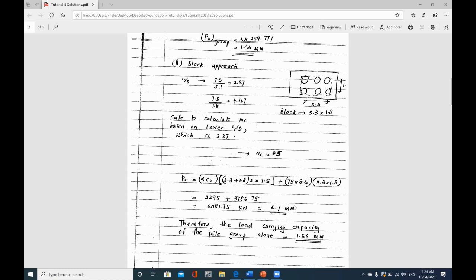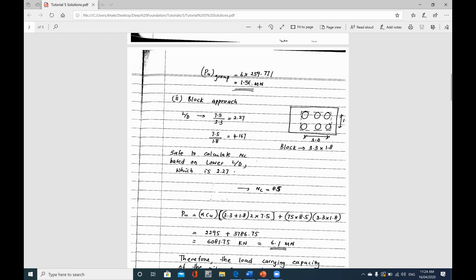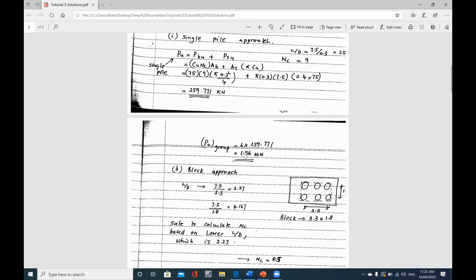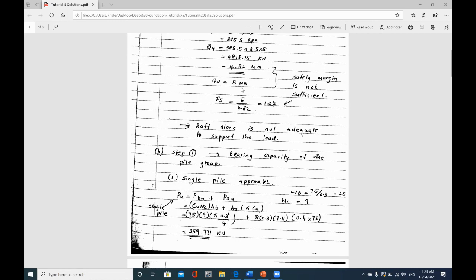Newton. If we compare these two values together, the 6.1 meganewton with the 1.56 meganewton, then we need to choose the lesser value as the load carrying capacity of the pile group system. And in our case here, we are going to consider the 1.56 meganewton. So for the pile group system, we got 1.56 meganewton, and we got another 4.82 meganewton from the raft by itself. So the load carrying capacity of the whole system will be 4.82 meganewton plus 1.56 meganewton, and that will be subjected to a working load which is 5 meganewton.